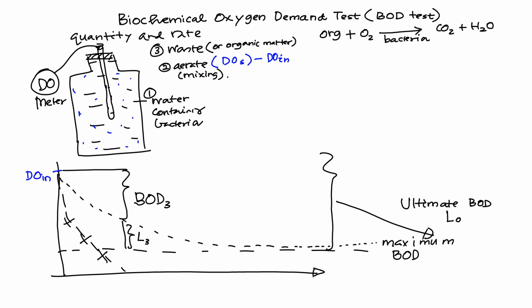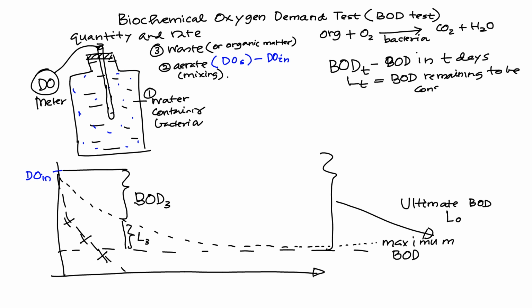Now similarly, I can write for any time t the BOD days. I can write BOD T is the biochemical oxygen demand in T days. LT is the BOD remaining, the oxygen demand remaining to be consumed, after T days.